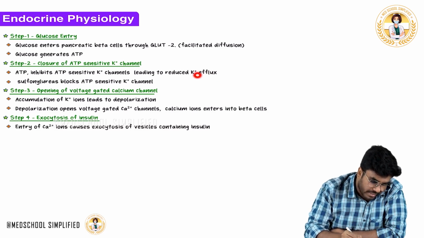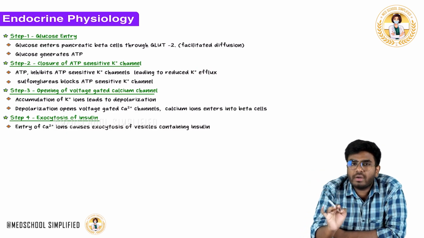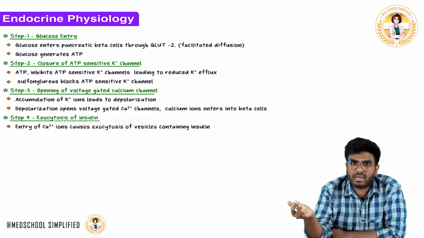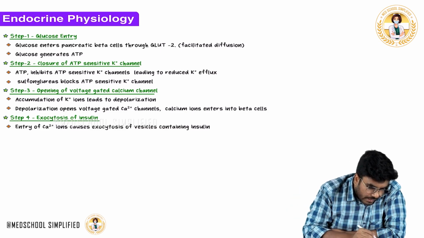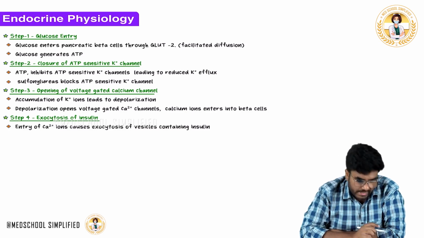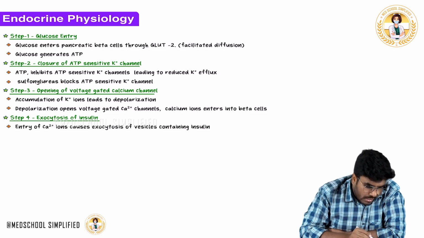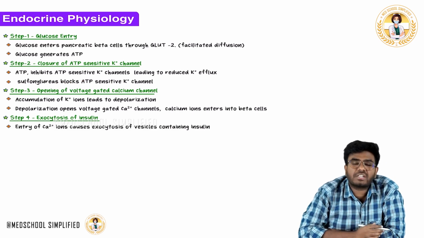When more potassium accumulates inside the cell, what happens? The cell will undergo depolarization. But there is one point I want you to know at this level, and later we will discuss more detail about it. There are drugs called sulfonylureas: glyburide, glipizide, gliclazide. These sulfonylureas are drugs used in the treatment of diabetes mellitus. What will they do? These drugs, the sulfonylureas, will come and block the ATP sensitive potassium channel.